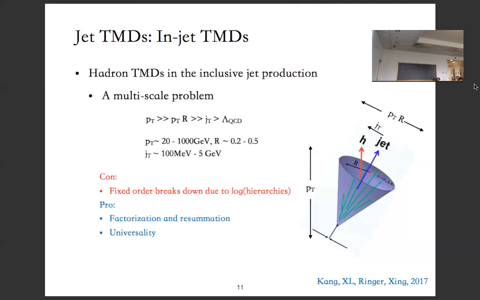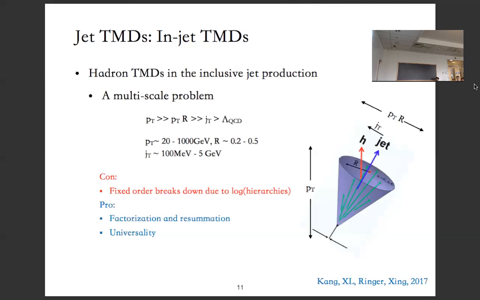Right. So we have a multi-scale problem, and it's a bad thing for fixed order calculation because it just breaks down. You don't have reliable predictions because you have logs of those hierarchies. But for the TMD community, or for the effective theory community, it's good because now it's a place where you can use the techniques to derive the factorization theorem and to do resummation. And all those components, or building blocks, are universal.